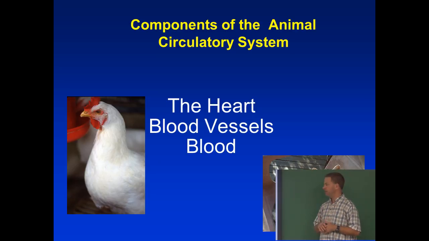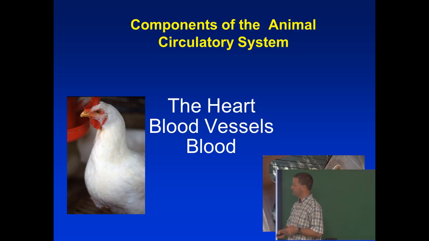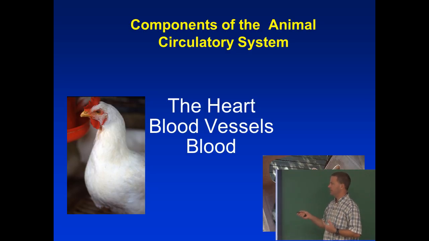If you're not getting this right now, don't worry. We've got a whole separate lecture on that. But I just want you to get that the three main parts are the blood, the heart, and the blood vessels, and together that makes up the circulatory system. Okay. This is a really important system, right?